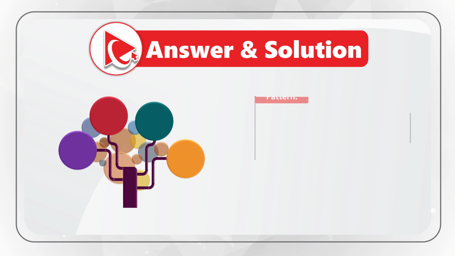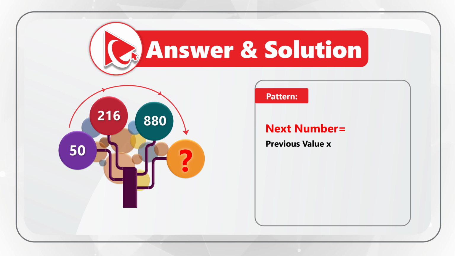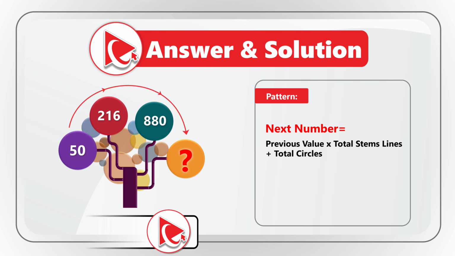The pattern here is rather simple, but it takes a little bit of time to detect it. If we start from the left, from the smallest number, and go clockwise, the next number is calculated as the previous value multiplied by the total number of lines plus total number of circles. Let's look at the example.